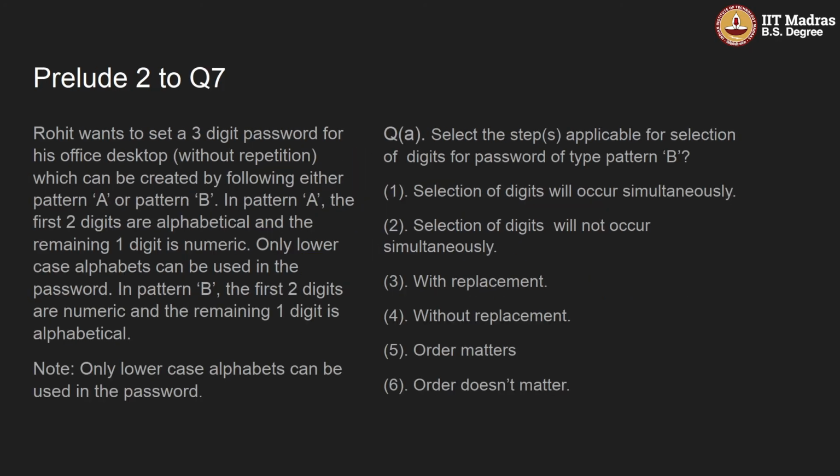Now the second part: select the steps applicable for selection of digits for password of type pattern B. In pattern B, the first two digits should be numeric and the third digit should be alphabet, and it should be lowercase. So this was the pattern. Here also we are considering the selection of digit will occur simultaneously only, like I had explained in the previous question also. It is without replacement and here also the order matters.